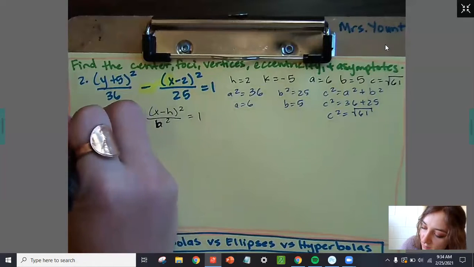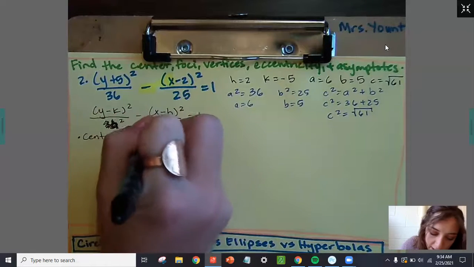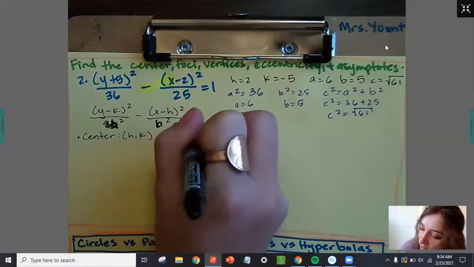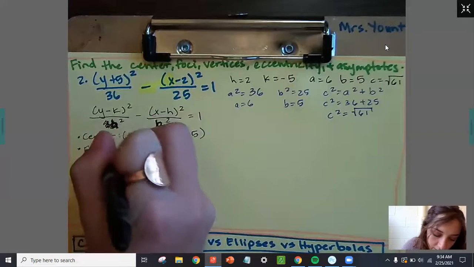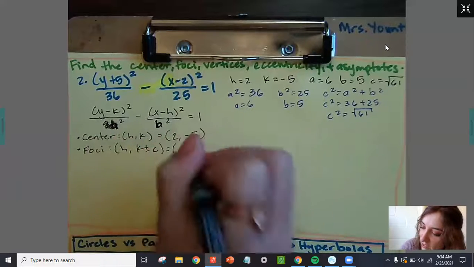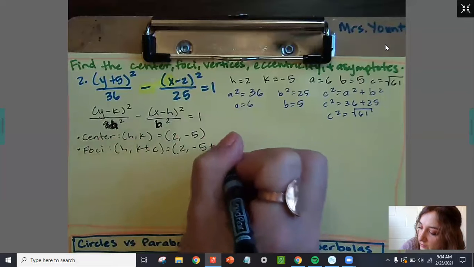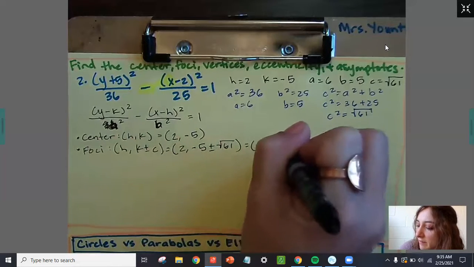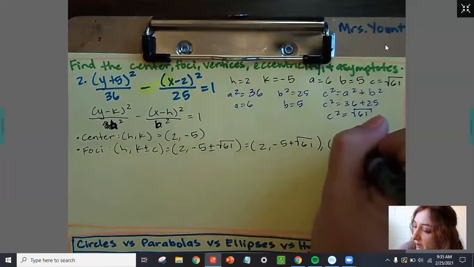So the first one is the center. The center of this is going to be h comma k, which is 2 comma negative 5. Then we have our foci. So this is h comma k plus or minus c. So h is 2, k is negative 5, and c is the square root of 61. That means our two foci are 2 comma negative 5 plus the square root of 61, and then we also have 2 comma negative 5 minus the square root of 61.